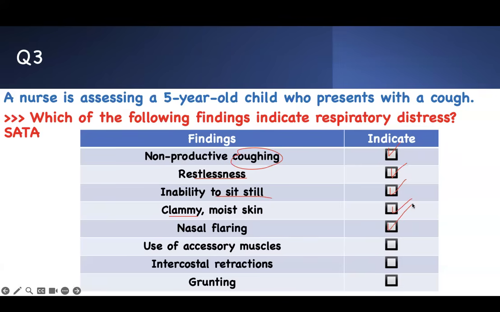Nasal flaring is a problem. Of course, use of your accessory muscles is also a problem. When you have intercostal retraction, it's also a problem. And the worst of all, the last thing you do is grunting. That is the impending respiratory distress. Know all these words and never forget them.